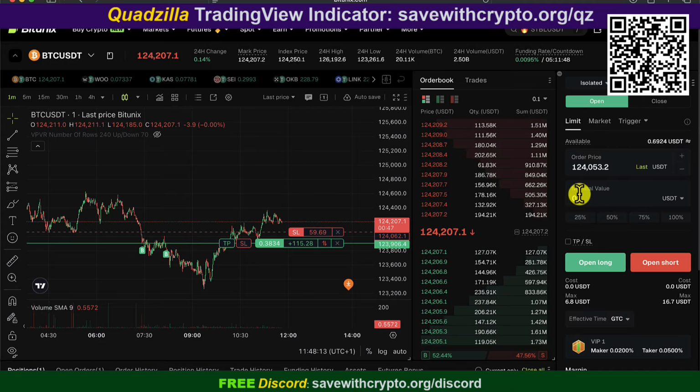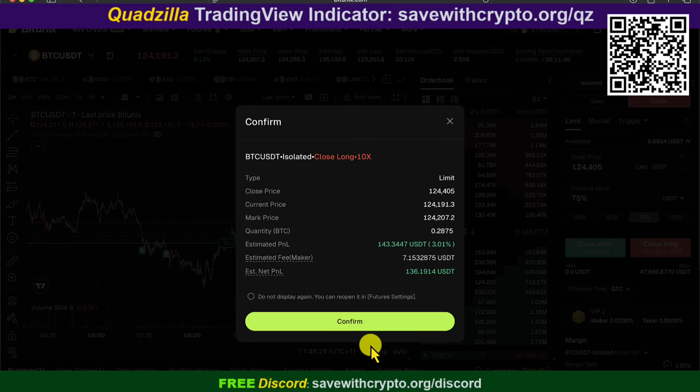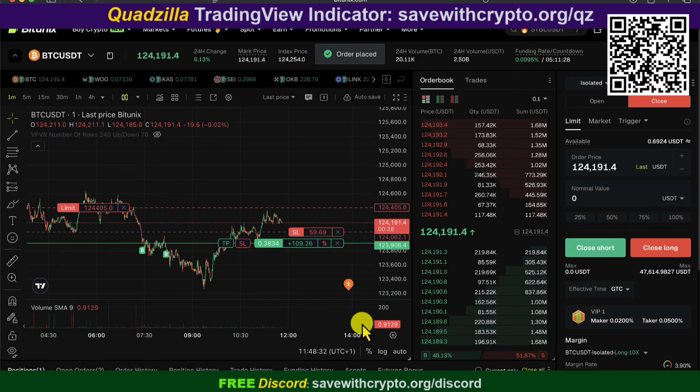So I want to do that with a limit order. So I'm going to go close, limit, 124.405. And I can't quite bring myself to close the entire position, so I'm going to close 75% of it. So close long, that will do a limit order. And there it is, okay.